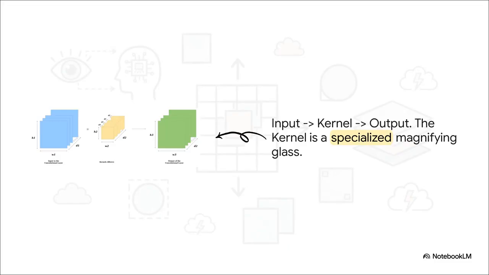And this slide shows the flow perfectly. That kernel, the little yellow block in the middle, acts just like a specialized magnifying glass. It slides over the input image looking for one very specific thing, and then it creates a new, much simpler output map that basically highlights everywhere it found that pattern.